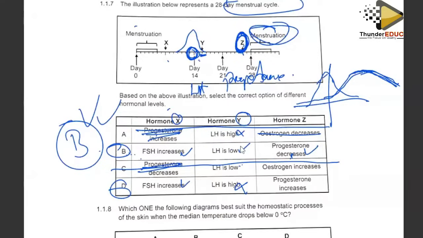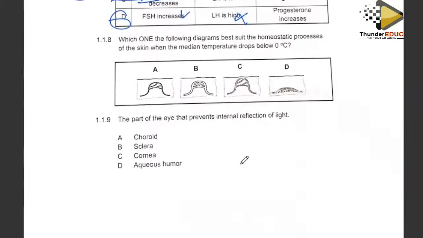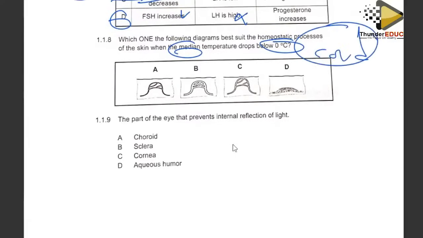Then you'll be able to get that answer right. All right, so we go to the next question, 1.1.8. Which of the following diagrams best suits the homeostatic process of the skin when the medium temperature drops to 0? You are starting from medium temperature, then going to 0, meaning that you are going to a cold day.